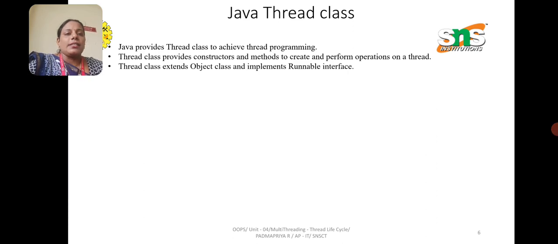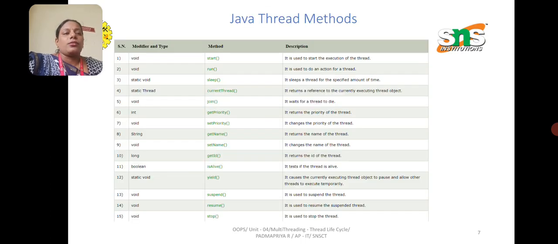Java provides the Thread class to achieve thread programming. The Thread class provides constructors and methods to create and perform operations on a thread. The Thread class extends the Object class and implements the Runnable interface. So here is the table of the types of methods and descriptions.